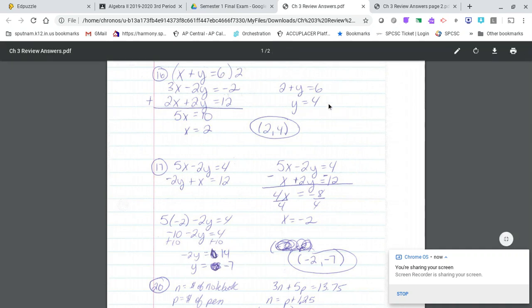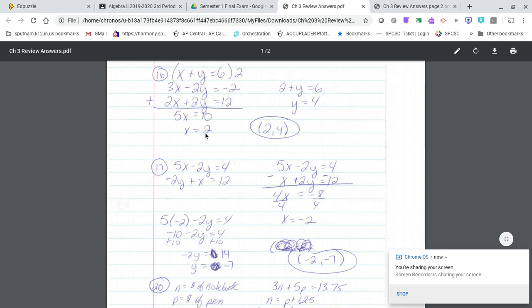So on number 16 here, I multiplied this top equation by 2 and wrote it down here. And remember, I like to add my equations, so I like to make these be the opposite signs. If they're the same signs, you have to subtract. So then I added these and I got x equals 2.